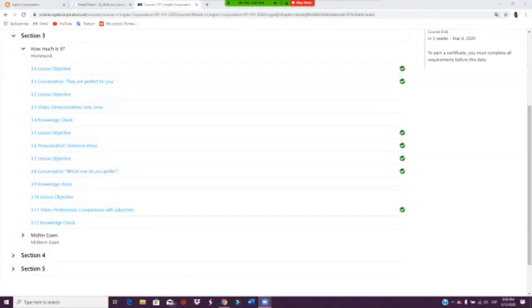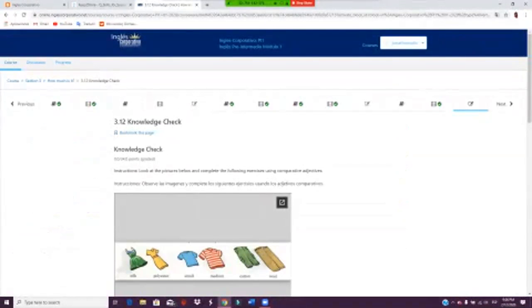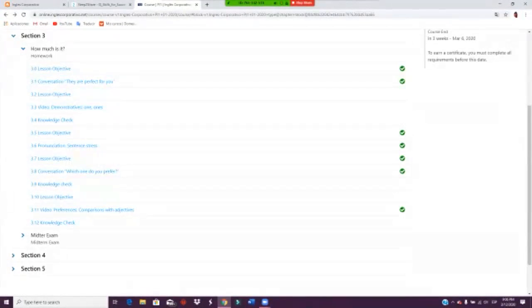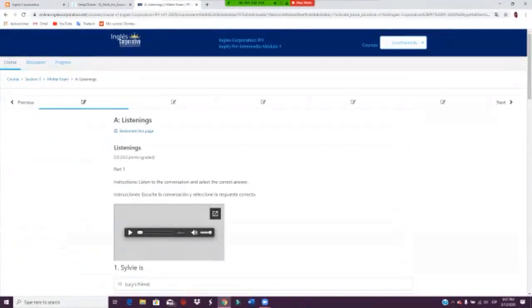Despegamos el menú, drop-down menu. Y al final tenemos un knowledge check, que fue el que completamos ayer. Y I want you to work on the midterm exam, right? This we did yesterday. Pero quiero que completen el midterm exam. That's important to complete, okay? Click here, midterm exam. Okay, los listenings, los audios. First, we do the listening. El listening lo voy a poner yo y ustedes seleccionan la respuesta correcta, okay? So, let's do part number one.